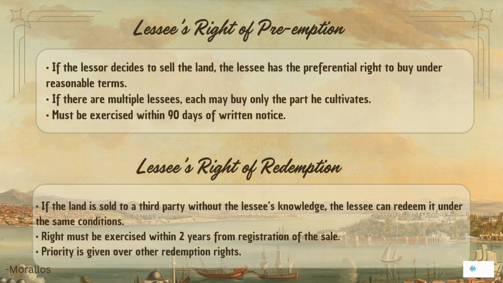Next, we have the lessee's right of redemption. Now, this comes into play if the land is sold without the lessee's knowledge. Even if the sale already happened, the lessee still has the right to redeem or buy back the land from the new owner under the same conditions. This right must be used within 2 years from the registration of the sale. Among all redemption rights, the lessee's right is given priority, meaning they come first before others. This ensures fairness and protection.